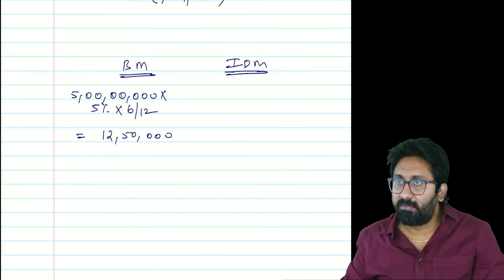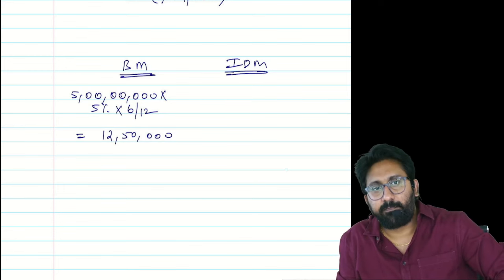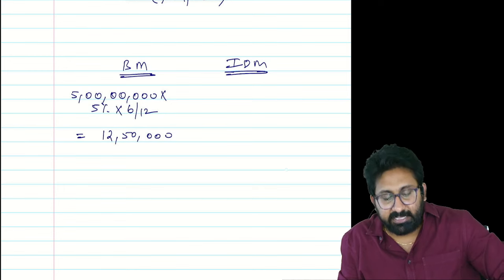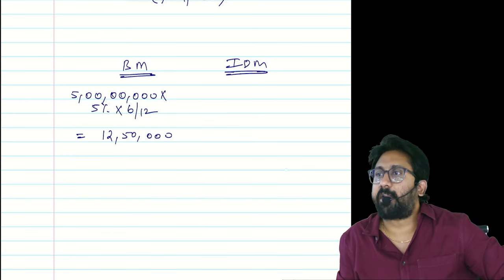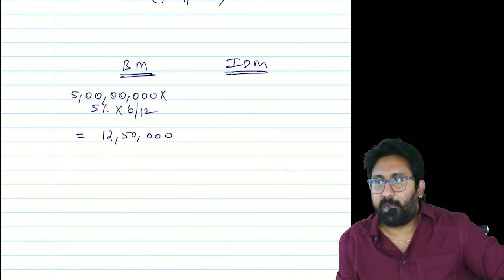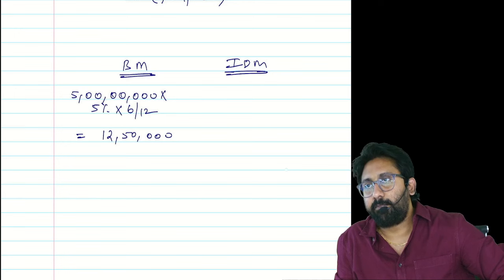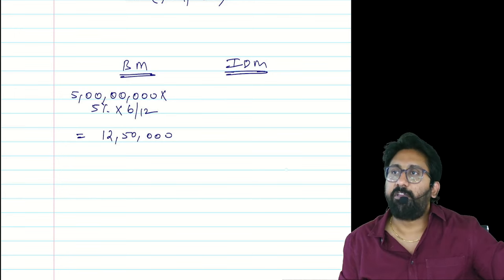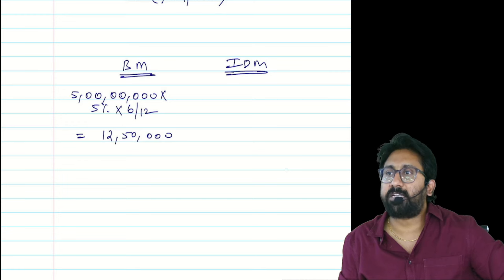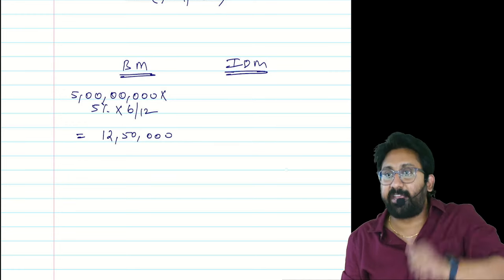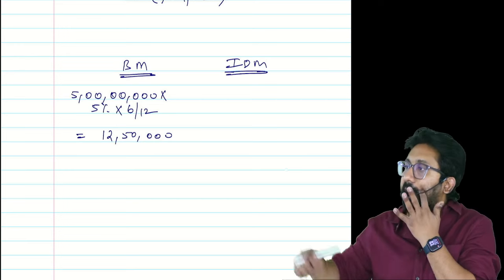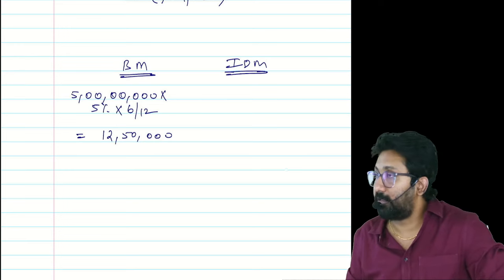12,50,000. What is 12,50,000? It is the interest I have to pay in which market? Banking market. If I borrow after 2 months, we are doing this problem today. After 2 months, I went to the bank. At that time, what is the actual interest rate?